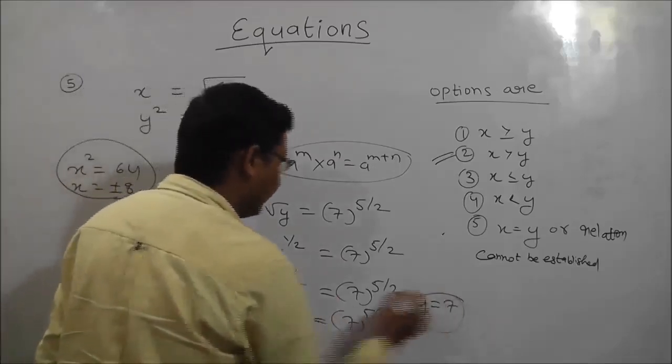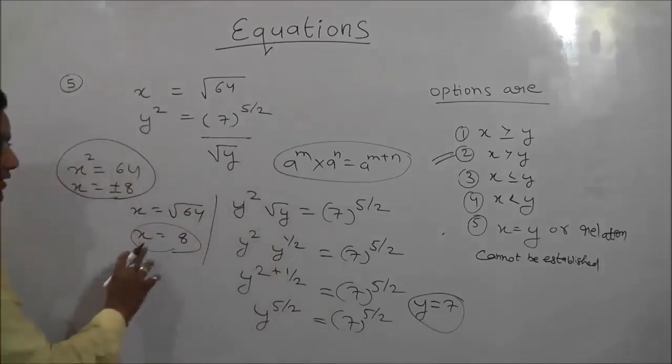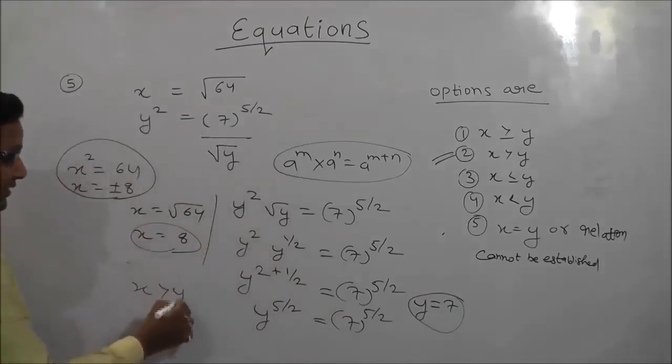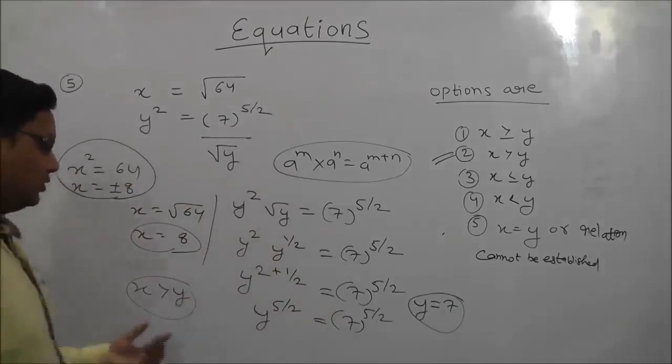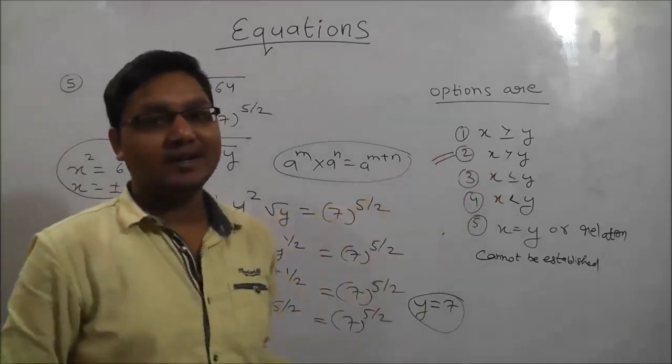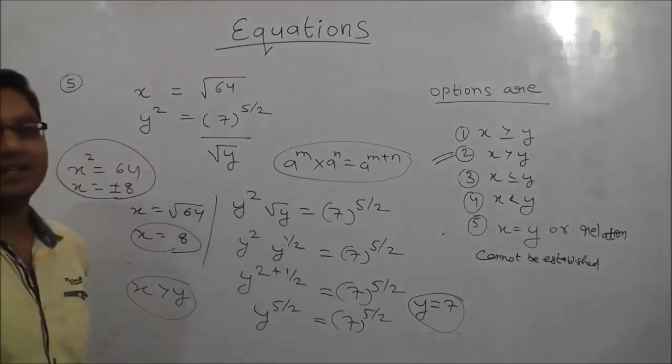So y is 7 and here x is 8. So clearly x is greater than y. So here also the second option will be correct. x will be greater than y.